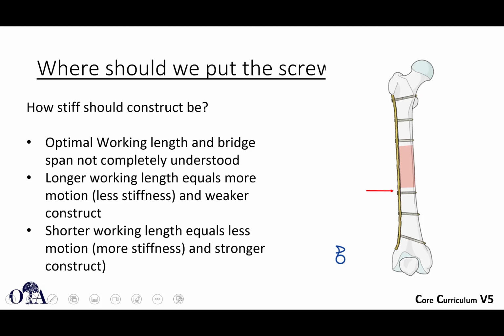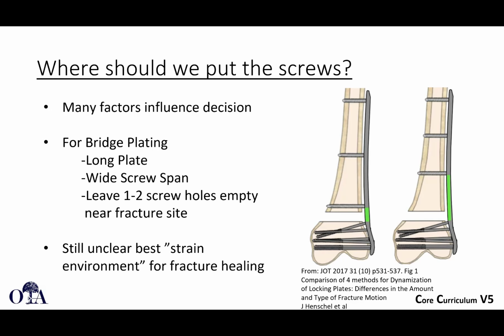So how stiff should the construct be? Well, where you place your screws is going to affect that. The optimal working length and bridge span is something we're still trying to fully understand. We do know that a longer working length equals less stiffness, and a shorter working length is more stiff, but you may not want too much stiffness. So if I wanted more flexibility in this construct, I might actually remove these 2 screws. But then does that become too flexible? Well, it depends on what you're dealing with. So here, that is your working length.